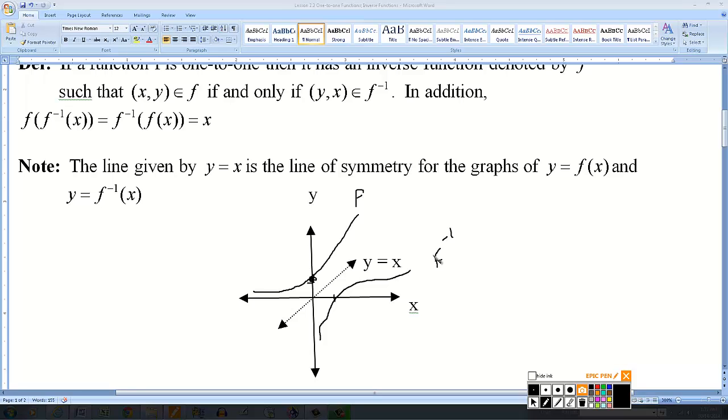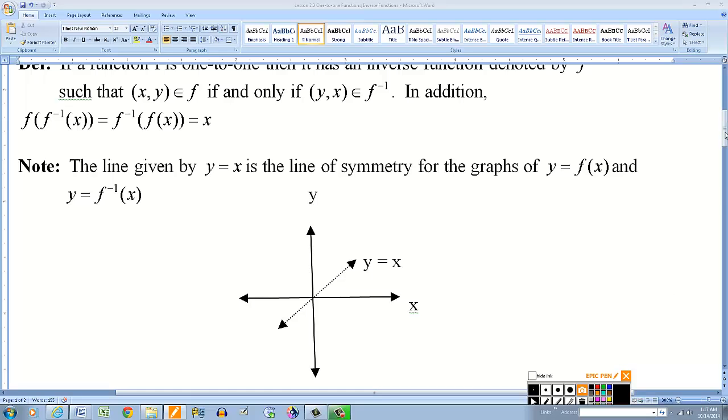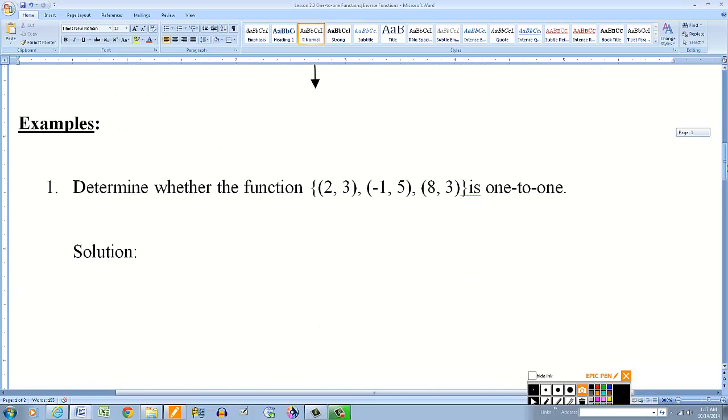So anytime you have the graph of a function, you can reflect it over the line y equal x, and you get the graph of the inverse, and vice versa. Okay. Now, let's clear this, and let's look at some examples. Okay, so some basic examples which will apply the definitions that we went over.